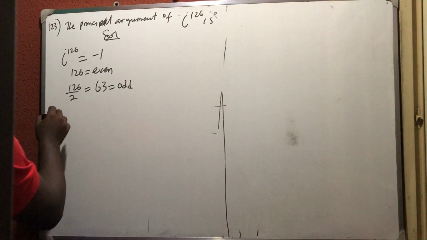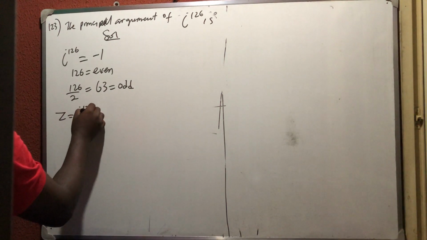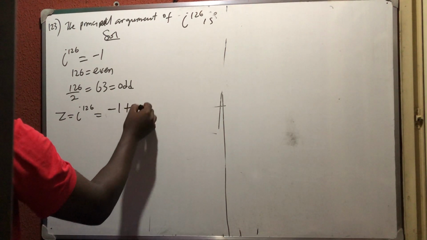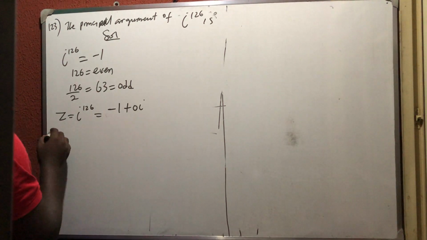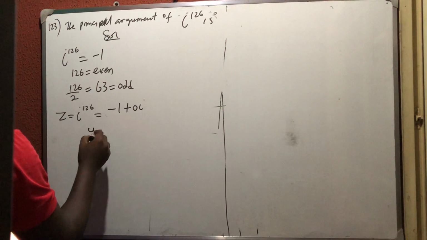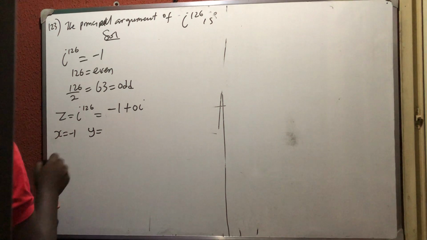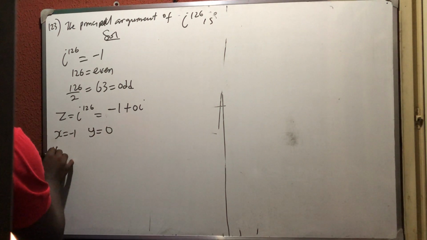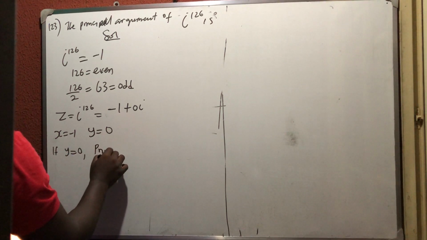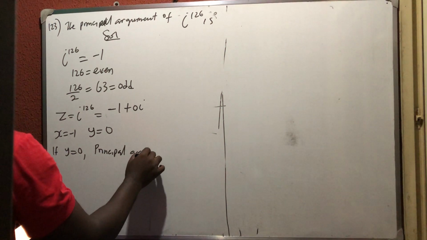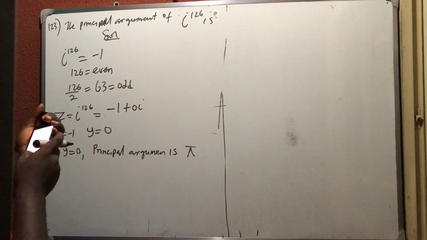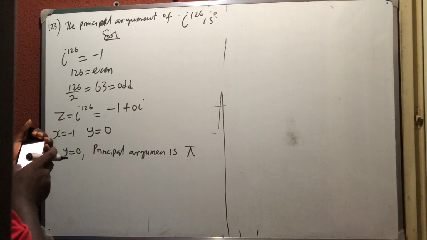Minus 1. Okay, so we say that z is equal to I raised to power 126, which is equal to what? Minus 1 plus 0i. Okay, and which means from here my x is equal to minus 1 and my y is 0. So, if y is equal to 0, the principal argument is plus pi. If y is 0, principal argument is pi. So the answer there is pi.